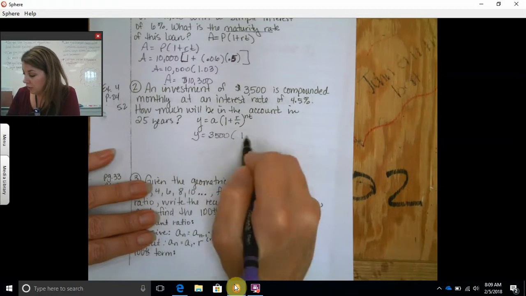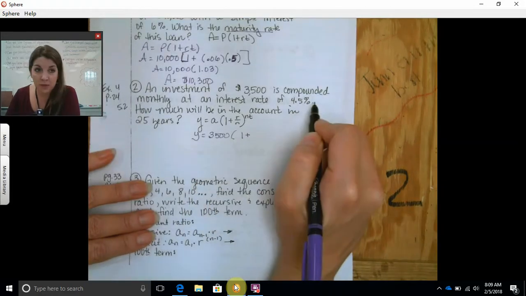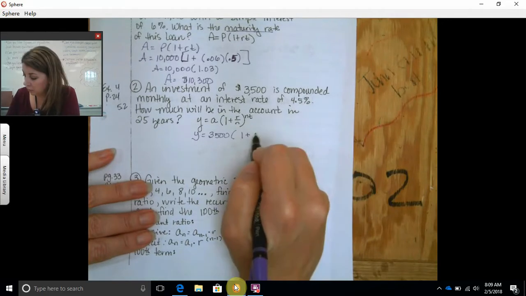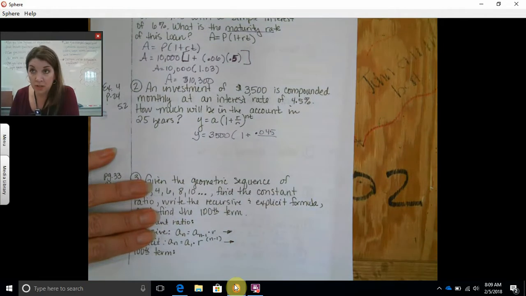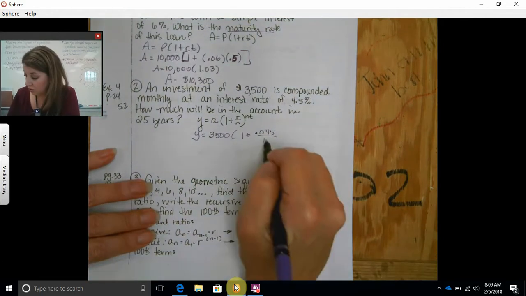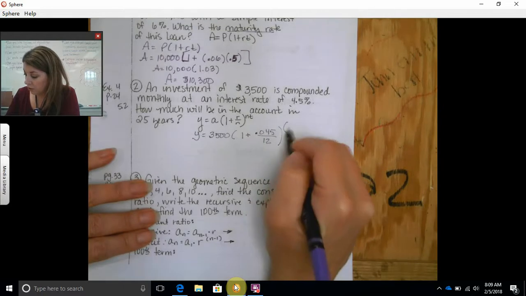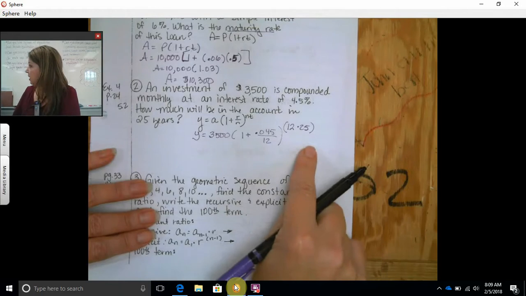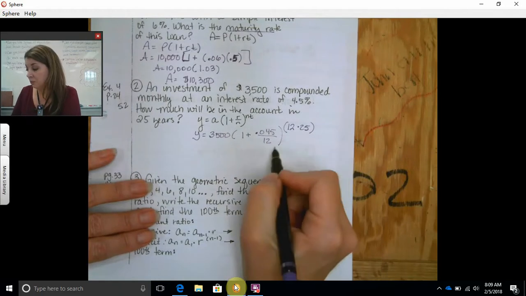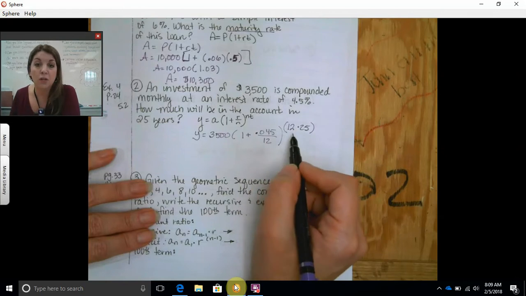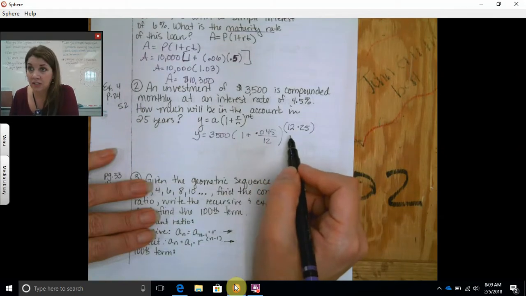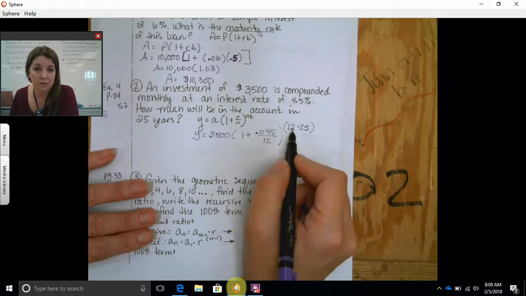$3,500 times 1 plus a rate. What are we going to do with 4.5%? Which is 0.045. And how many times it's compounded, which monthly we'll plug in 12. And then again, we have another 12. Time is 25 years. Be careful how you enter that in the calculator. Again, if you don't do 12 times 25 first, you just raise it to 12 times 25 without parentheses, it's not going to calculate it correctly. So I would just simplify that on my own first, okay?